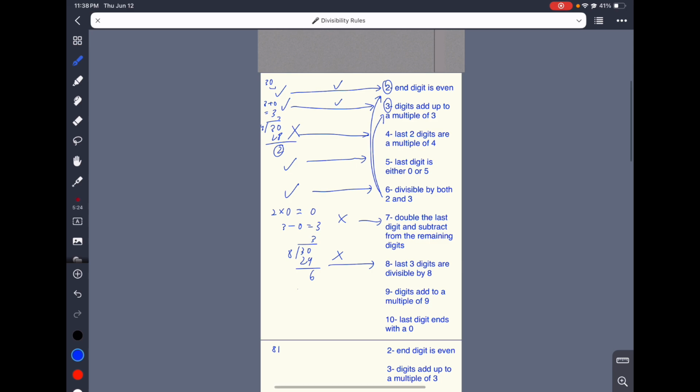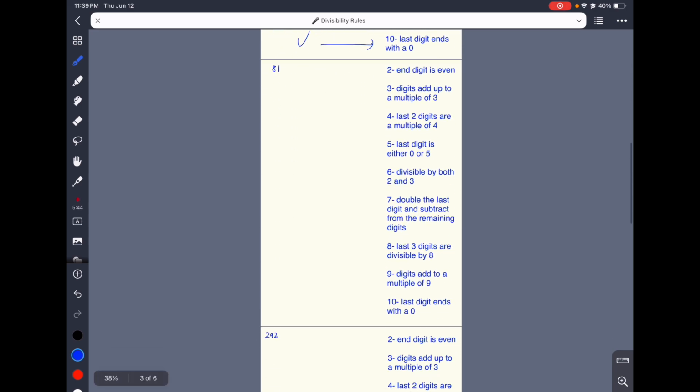Then, let's add up the digits again. We see it is 3, and 3 is not a multiple of 9, so it's not divisible by 9. And the last digit again ends with a 0. This means that this number is divisible by 10. So we found that 30 is divisible by 2, 3, 5, 6, and 10. Let's move on.